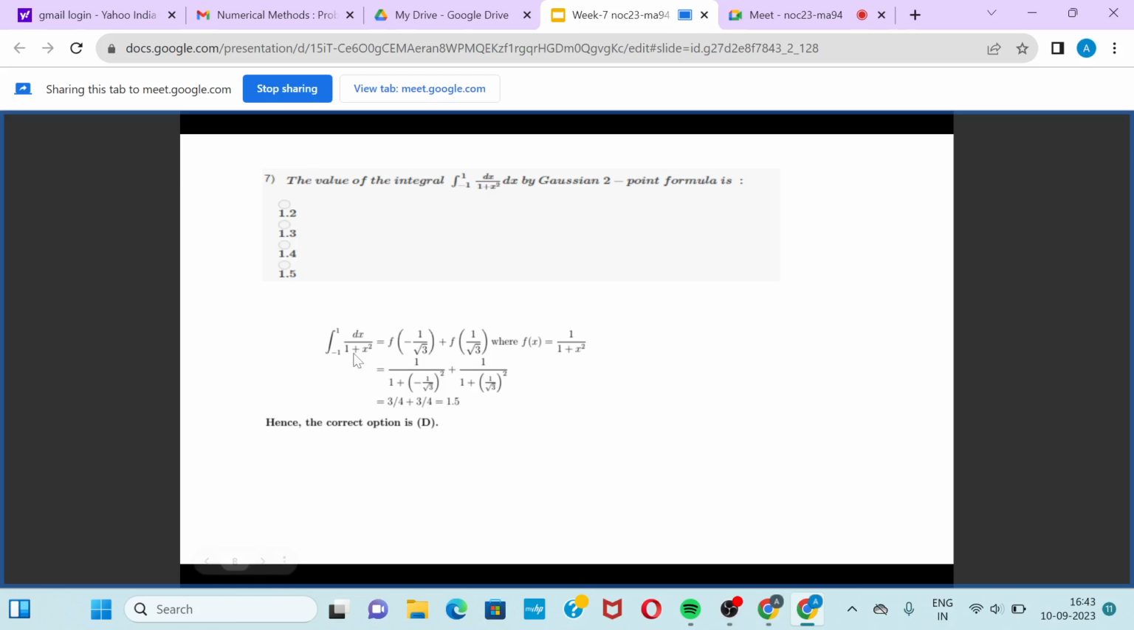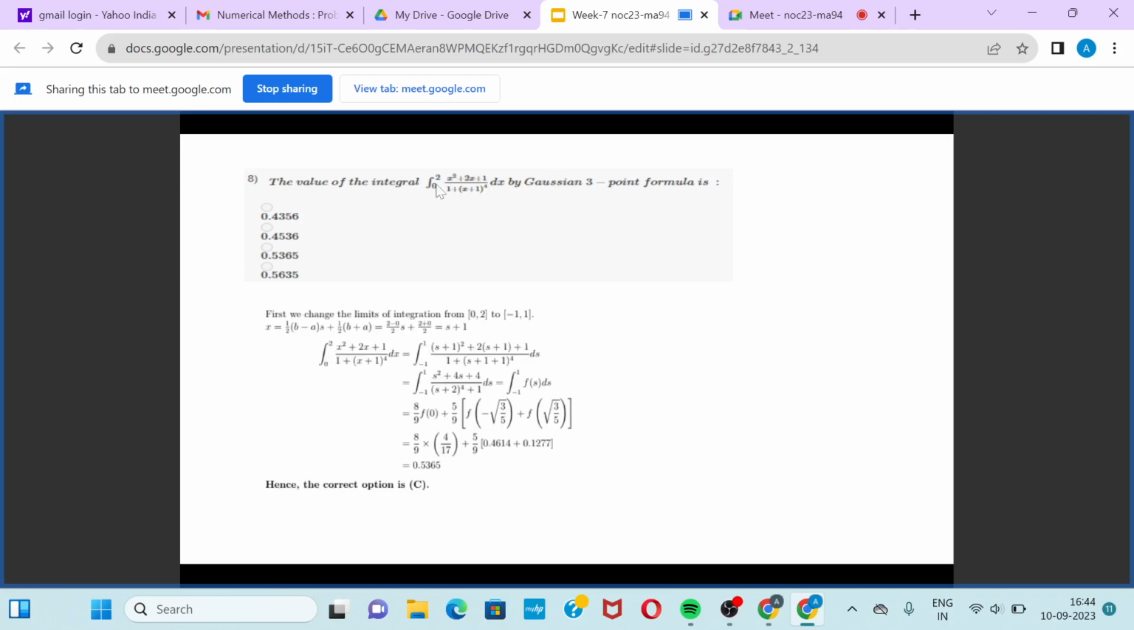So applying the Gaussian two-point formula, the integral from minus 1 to 1 of dx by 1 plus x square equals f of minus 1 by root 3 plus f of 1 by root 3. Now f of x is 1 by 1 plus x square. So substitute minus 1 by root 3 in place of x here, and 1 by root 3 here. When you simplify, you will get 3 by 4 plus 3 by 4, so this will give you 1.5. So the correct answer is 1.5.